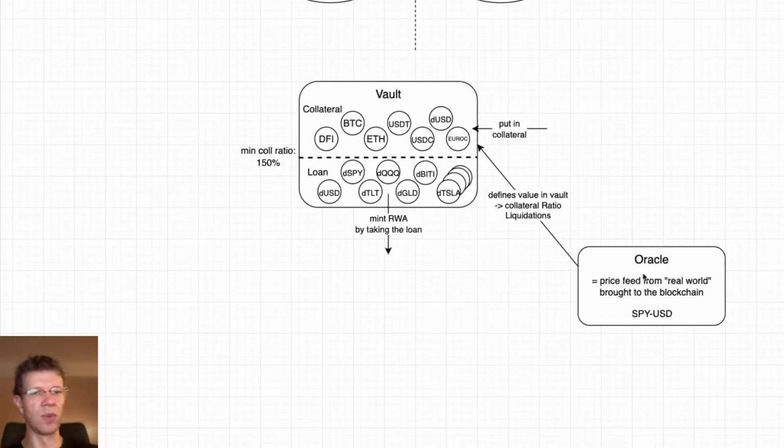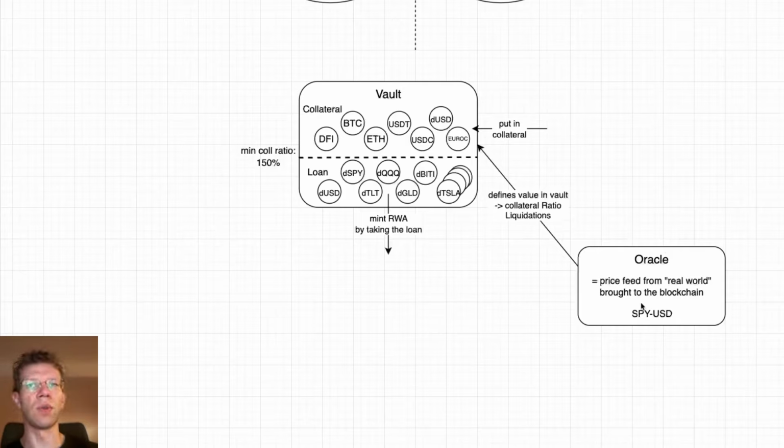So there's a transaction to tell the chain, the consensus, this is the price of SPY in USD. As you see, there are a lot of real world assets, a lot of loan tokens, but for the whole examples I will stick to SPY. Everything I say here is for all the loan tokens where we have a stable price feed. It's always, for example, SPY in USD, so you have the oracle SPY in US dollar. You put that oracle in, and this oracle defines the value in the vault.